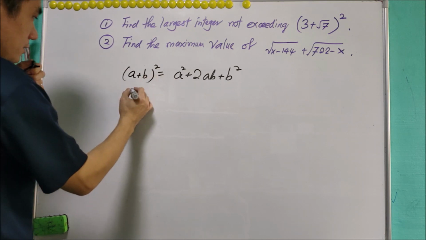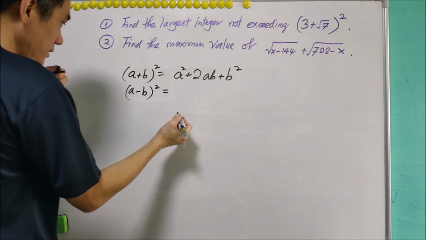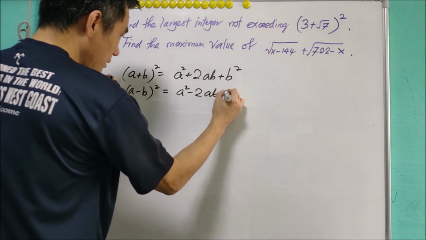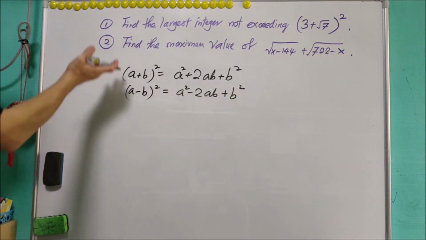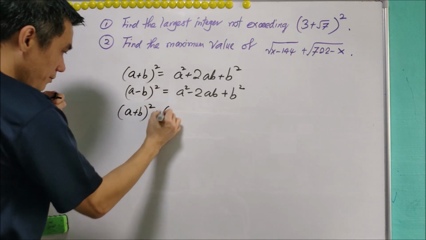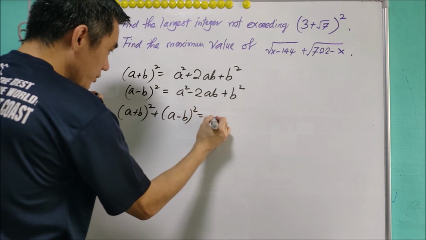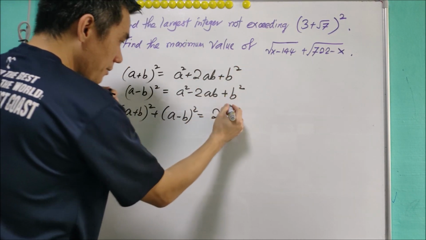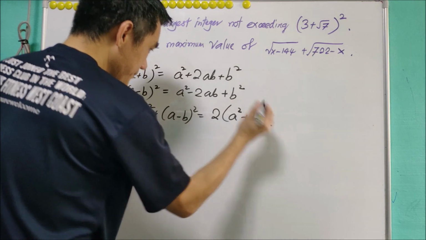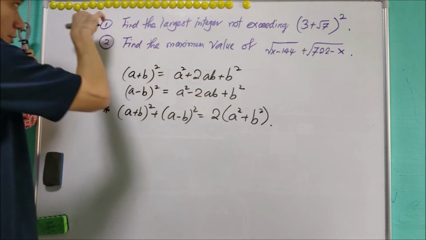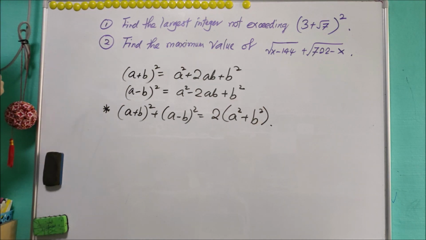After this, we also have the square of a minus b. The square of a minus b equals a squared minus 2ab plus b squared. And when you add them together, we have a plus b squared plus a minus b squared equals double of a squared and double of b squared. This is the equation that we are going to use to solve these two questions.